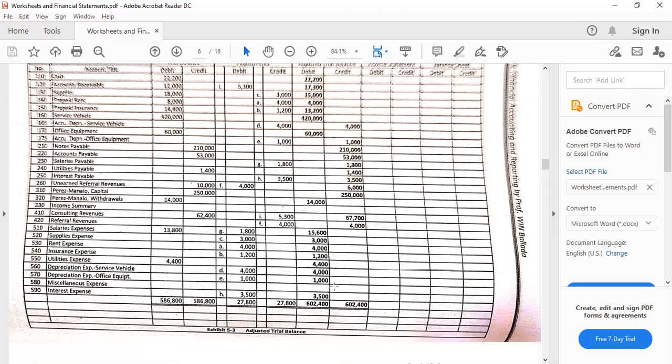And now we get 602,400 and they are balanced. So again, after each step, you have to make sure that we are balanced.